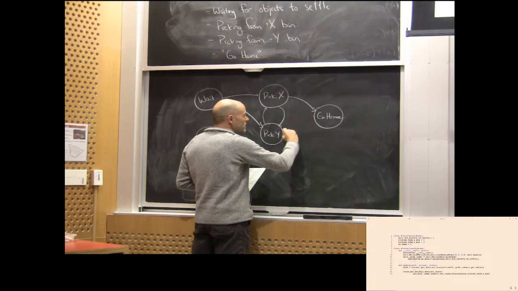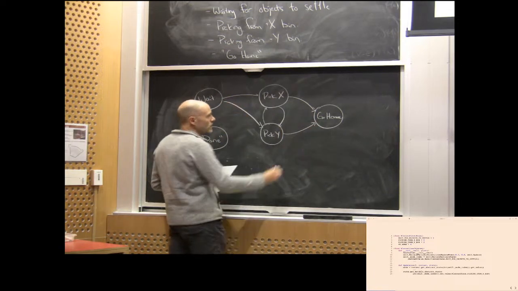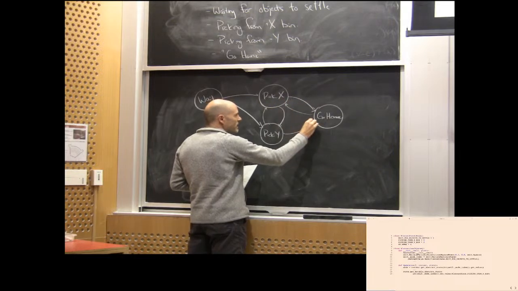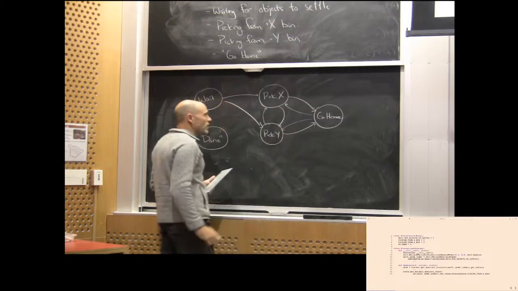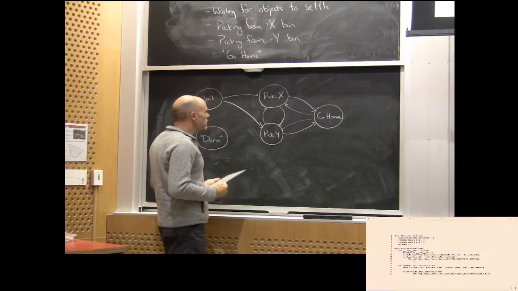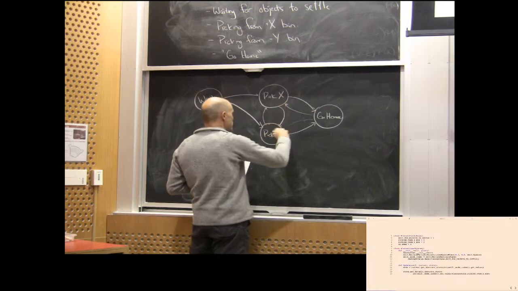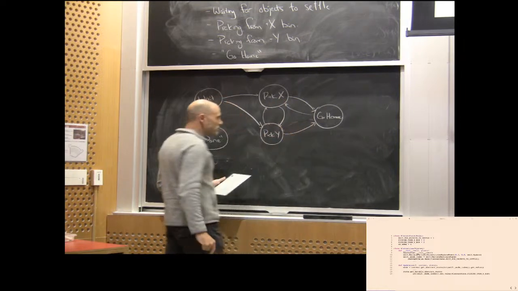And I can do that from either of these states. And the go home technically almost always goes to pick X, but it could actually go to pick Y if there was nothing in X. Maybe I'll even say it really kind of goes to pick X and then transitions from there. That's how I coded it.